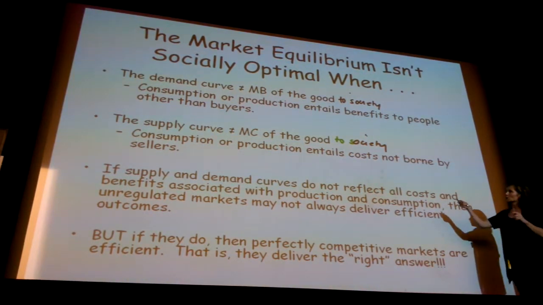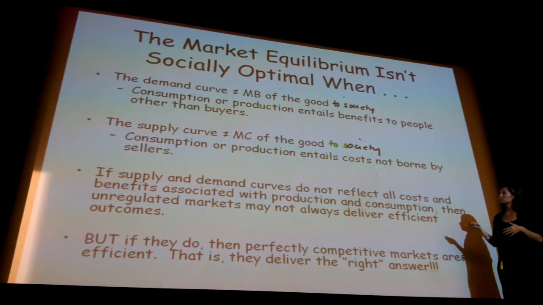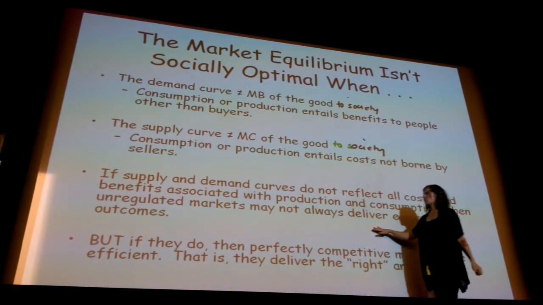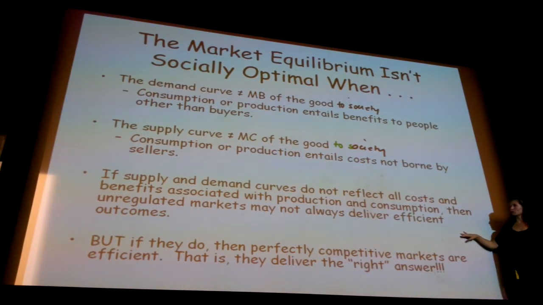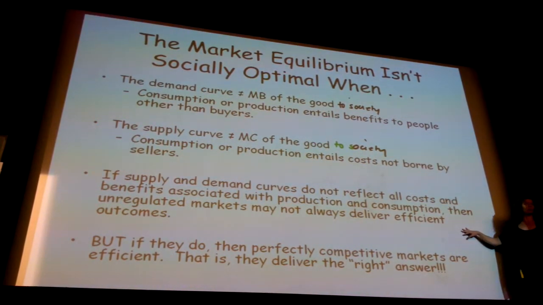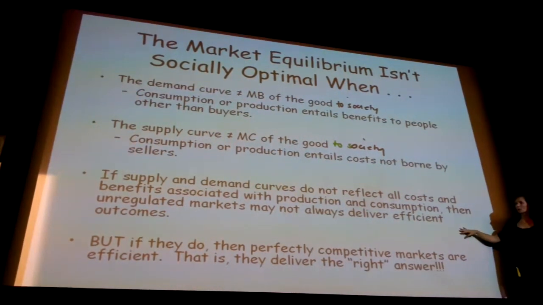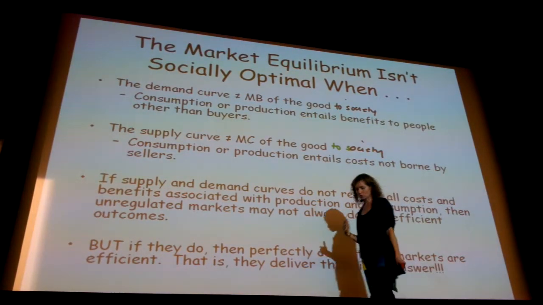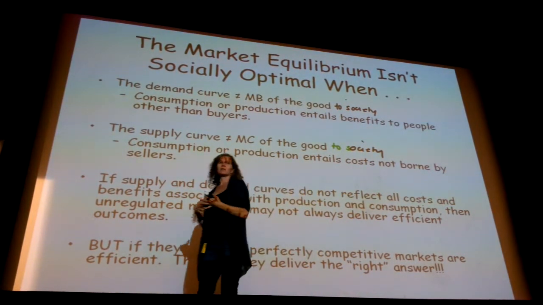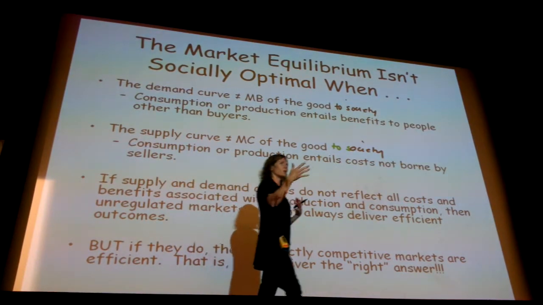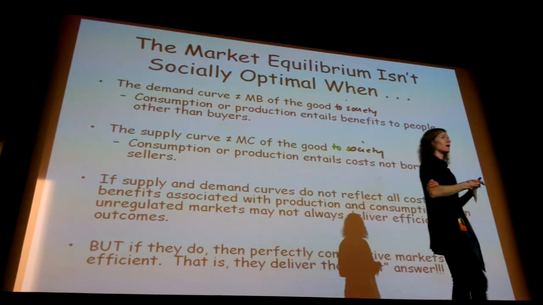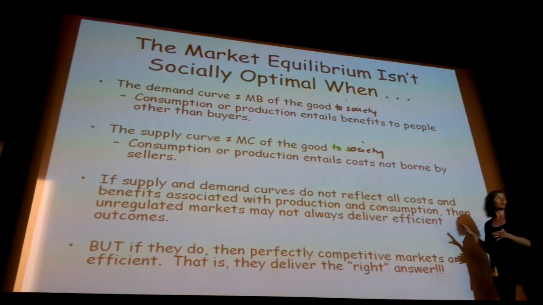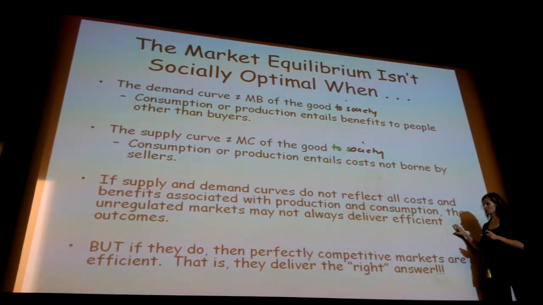And so again, we'd end up in this situation potentially where the market equilibrium may not be socially optimal. Okay, so if the supply curve and the demand curve do not reflect all of the costs and benefits associated with production and consumption, then unregulated markets may not always deliver efficient outcomes. So if you think about your consumption of a good, and if it has either costs or benefits to people around you, or if you think about the production of a good, it has either costs or benefits to other individuals, then you would have to worry that the market equilibrium isn't going to be socially optimal.